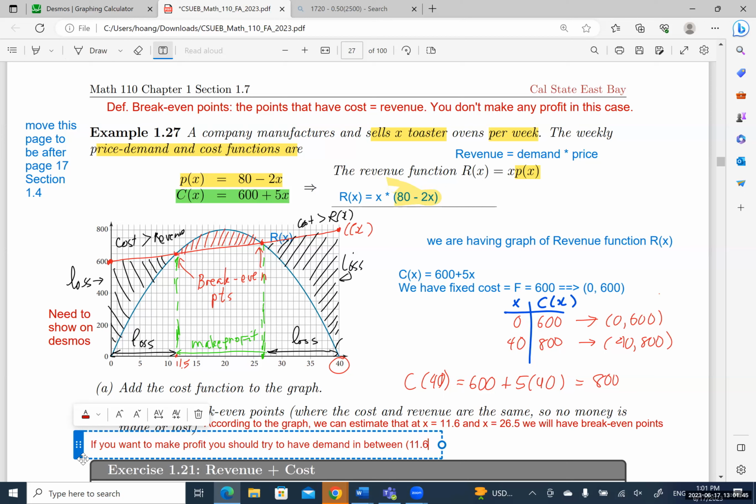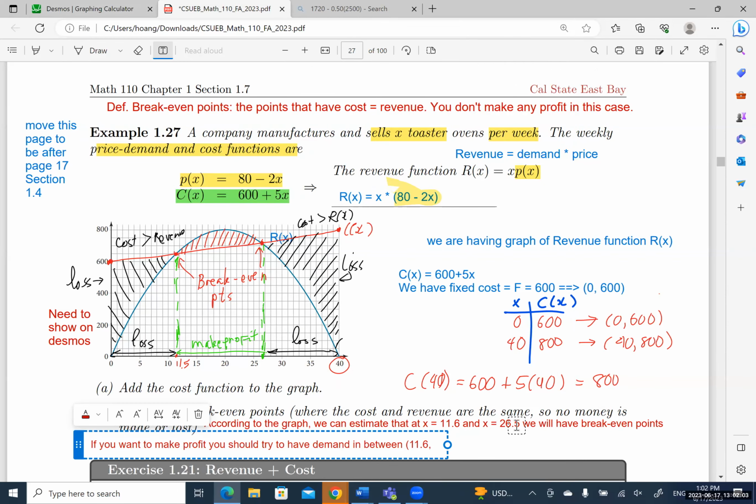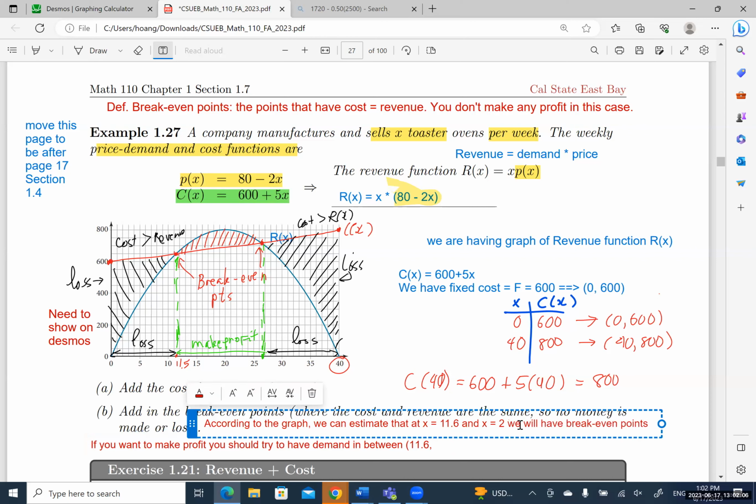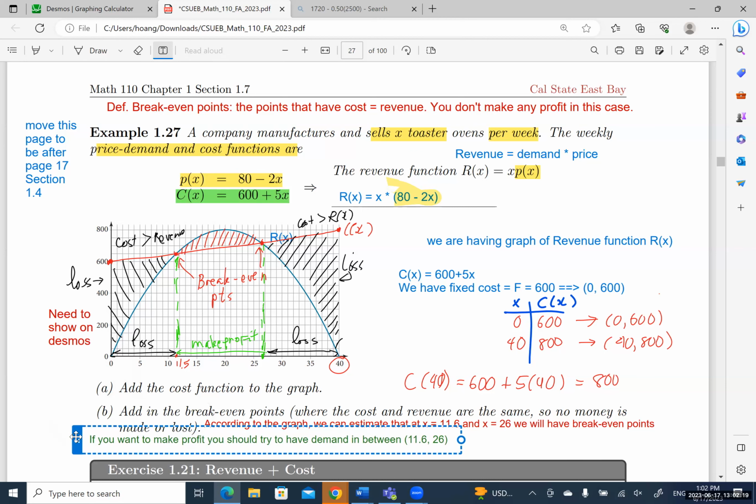11.6 and maybe 26.5. I would like to use, I see this already, so I would like to say 26. Okay, let's use 26. And 26, right? To make it more accurate. Okay. And I use add color here, the green one. Okay.